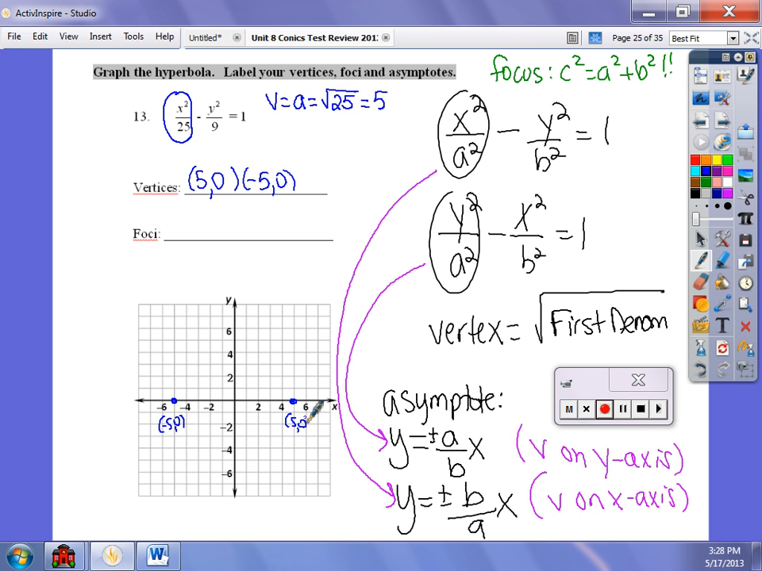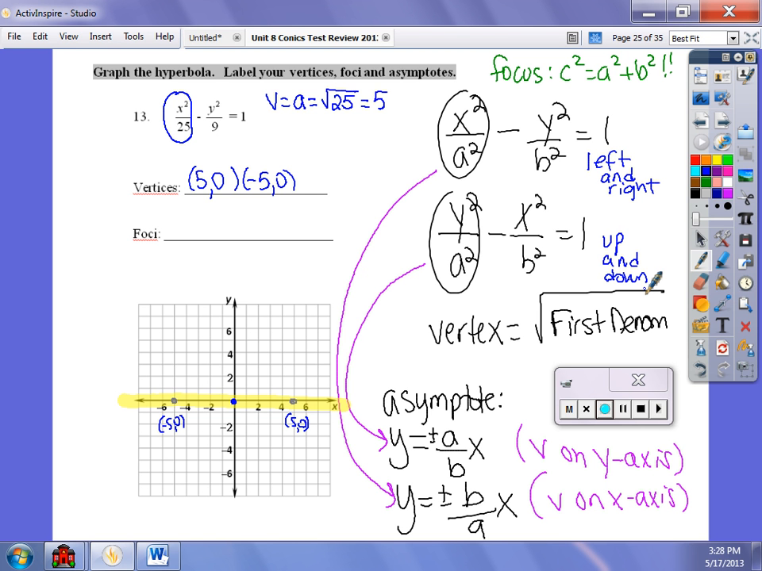Meaning that since this starts with x, my major, or what they call the transverse axis, will be the x-axis. So that means all of my pictures will be based off of this axis, which means I am going to be going left and right. If it started with y squared, my pictures would be going up and down.